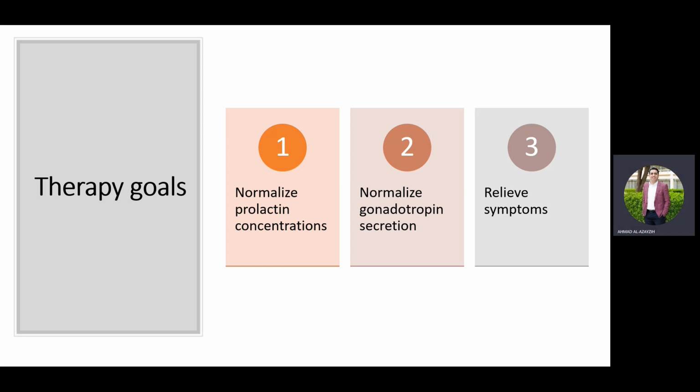The therapy goal: you have to bring the prolactin level to normal and normalize gonadotropin secretion. What is the relationship between prolactin and gonadotropin? Actually, if you have hyperprolactinemia, this will affect the gonadotropin releasing hormone level. In other words, we will have no FSH and no luteinizing hormone, and this will affect the gonadal function. Also, we need to relieve the symptoms mentioned earlier among either males or females.